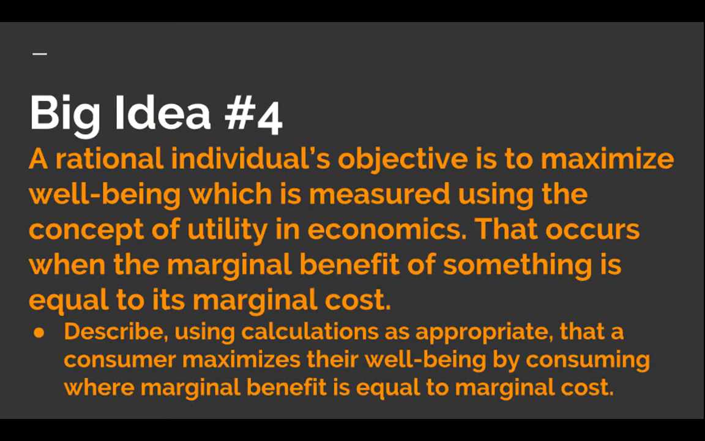By the end of this week, you should be able to describe, using calculations as appropriate, that a consumer maximizes their well-being by consuming where marginal benefit is equal to marginal cost. Another way of restating this is that a rational consumer would consume the combination of goods where the marginal utility per dollar spent is the same for all of the goods consumed.